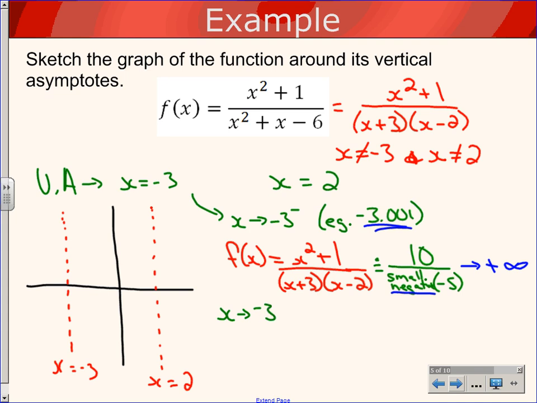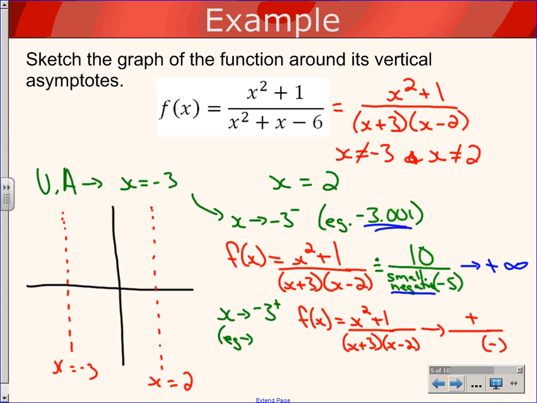What about as we approach -3 from the right? I don't care about these numbers again, right? What's happening? Well, the top is still going to be a positive number, isn't it? In fact, it's always positive. x squared plus 1's got to be positive. The x minus 2, the second bracket, is a negative number because I'm getting close to -3. And now, that x plus 3 part, remember an example for this, getting close to -3 from the right, an example would be something like -2.99. So that x plus 3 should now be a small positive.